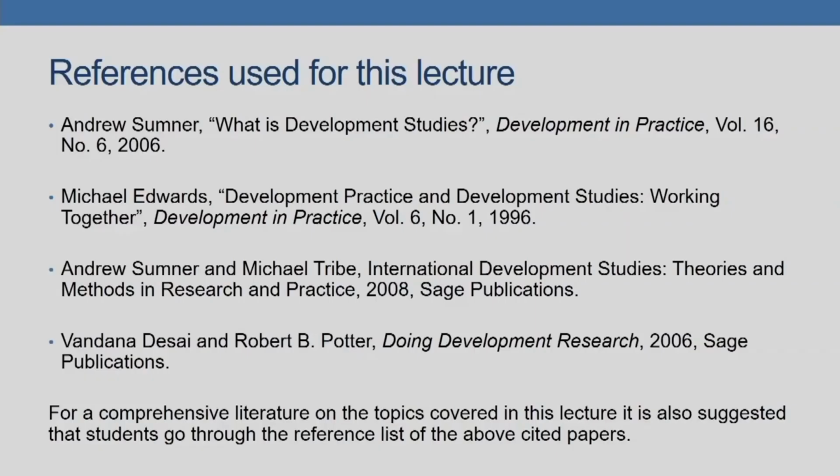These are the references that have been used for this lesson. To take up the book on international development studies, theories, methods, and approaches in research, a book which introduces the students, and I will be heavily depending upon the materials collected by Andrew Sumner and Michael Tribe, which cover different kinds of research methods since development studies started dominating the question of development within the broader domain of social sciences.